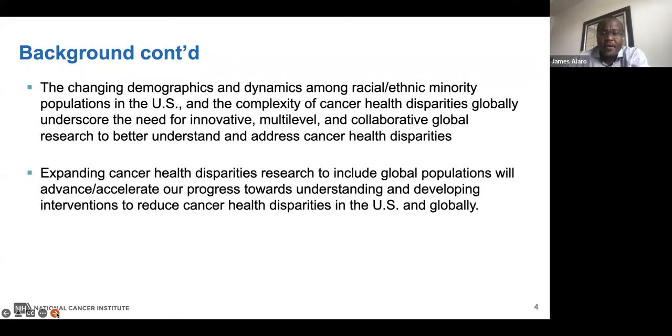Again, we know that health disparities is very complex. It is a global problem, and because of that, we need innovative, multi-level studies and research collaborations across the board to better understand the causes and mechanisms, as well as ways that we can address or reduce cancer health disparities. So it is important, as we see it, to expand cancer health disparities research beyond the US by including global populations. We believe this will help accelerate the rate at which we come to understand cancer health disparities.